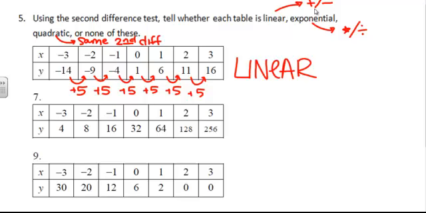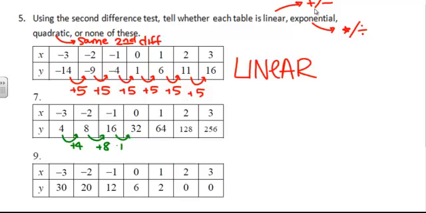Now the next one, if I go from 4 to 8, I can add 4. But then 8 to 16, I'm adding 8. So right there, I know it can't be linear. That one's crossed off the table. So let's think of another thing that we could do. We could check for the second difference. So we could keep going.